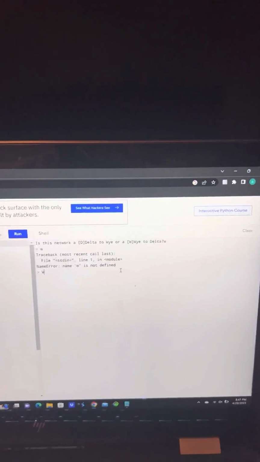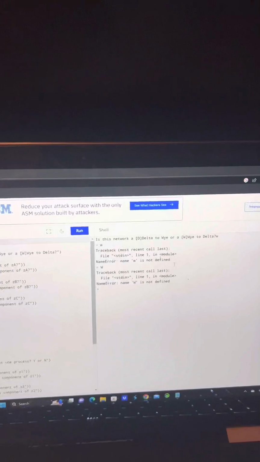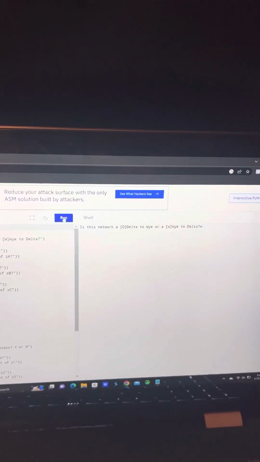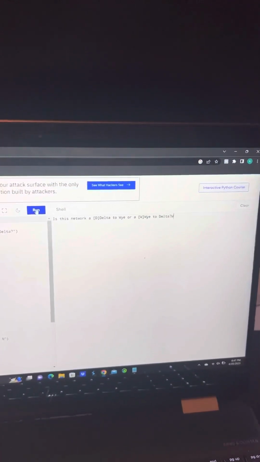So here's the code, and we're asking the user, is this network delta, or a Y to delta? So we're going to hit W. Okay, forgot to capitalize it. Capital W. We'll just have to rerun it. Oh my gosh. Capital W.